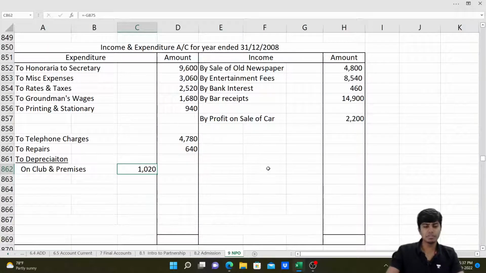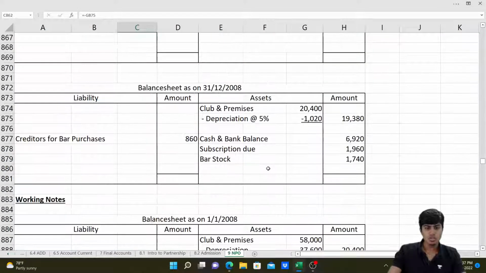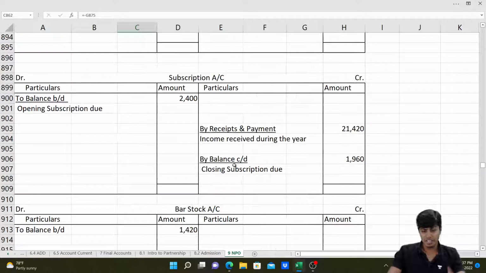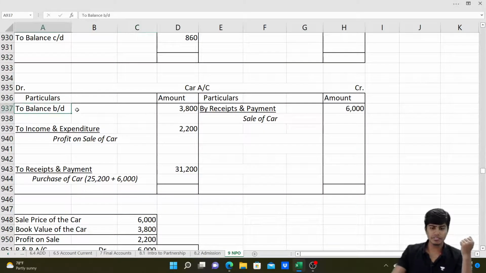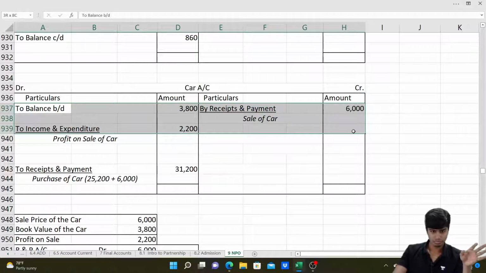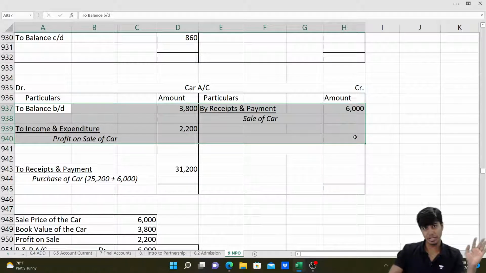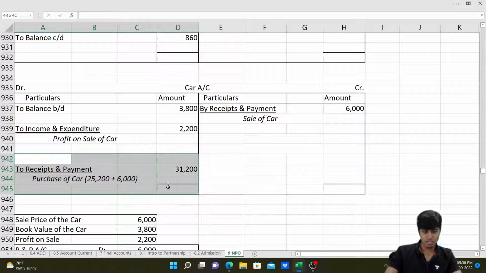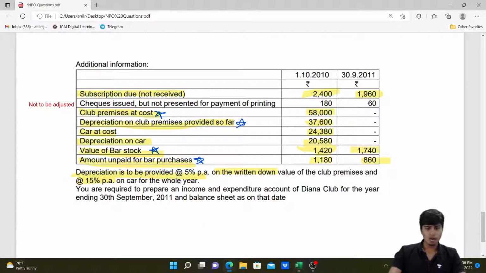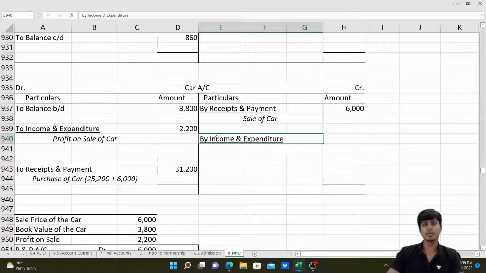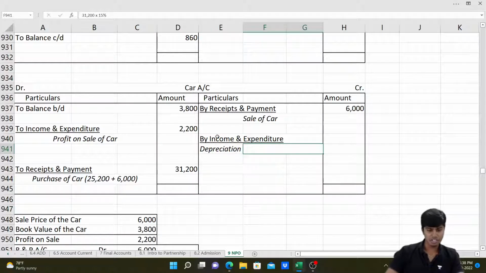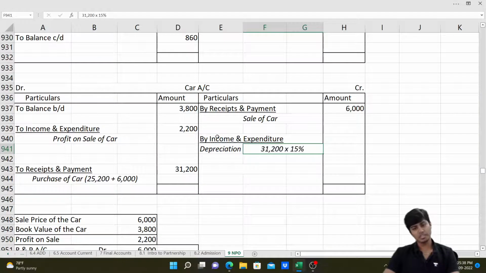Then they've told us to depreciate car by how much? 15%. Let us depreciate car by 15%. So car, we have an account. Okay, let's go to car account. It's simple there. So 3,800 worth old car is sold and 2,200 profit is made. Freshly purchased car is for 31,200. On this 31,200 we'll provide 15% depreciation. So I'll write by income and expenditure depreciation 15% of 31,200.